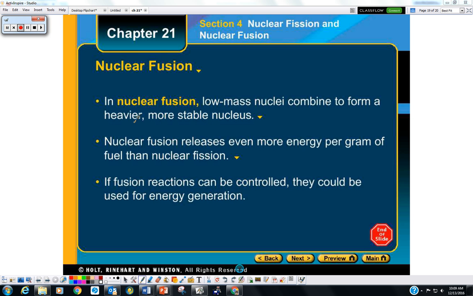All right. So this is the next thing I want you to write. Make sure you know the definition of nuclear fusion. Again, nuclear fusion, we have two nuclei of lower mass that combine to form a heavier, more stable nuclei.